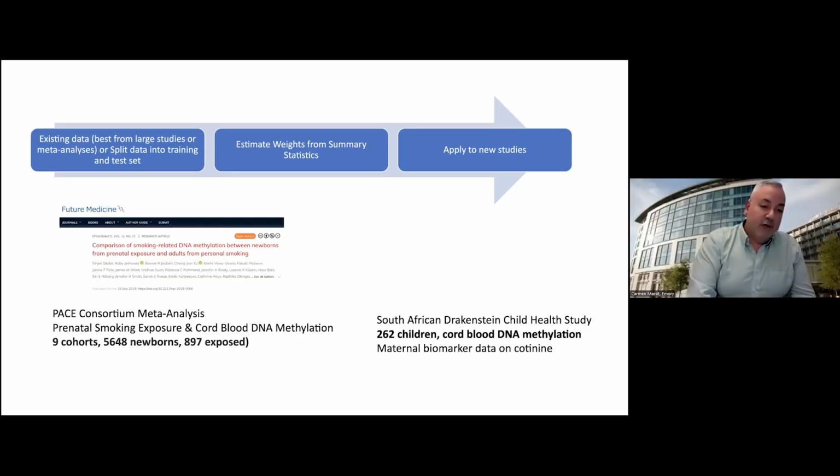Anke was then able to derive a risk score based on those summary statistics, using those to estimate weights for her risk score, and then to apply that risk score to a new set of DNA methylation data in the South African Drakenstein Health Study cohort, which has 262 children with cord blood DNA methylation. And then she has the maternal biomarker data on cotinine. So then she can relate this risk score to a more objective measure of prenatal tobacco exposure.